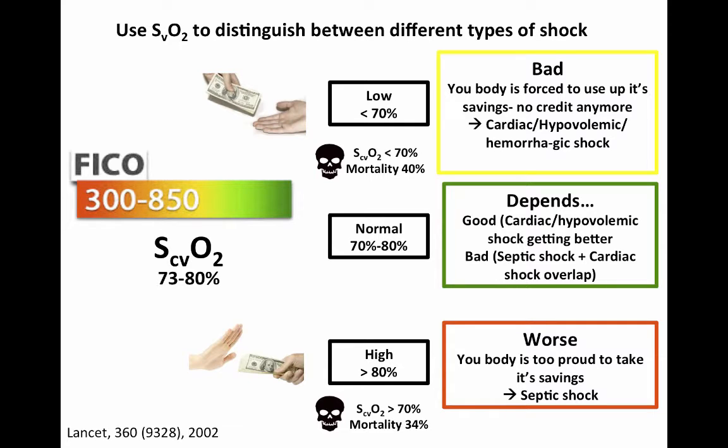But what about when the values are normal? Does this mean the body's normal? Well, unfortunately not. It's a little more difficult to interpret these values because it could be a case of improving parameters for something like cardiogenic shock, or it could be normal because there's an overlap of the different types of shock, some causing high extraction rates, some causing low extraction rates, and in the end, the SCVO2 looks falsely normal.